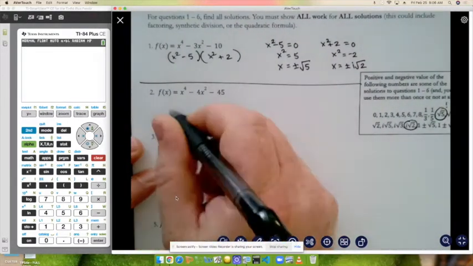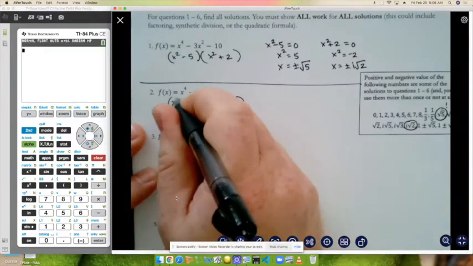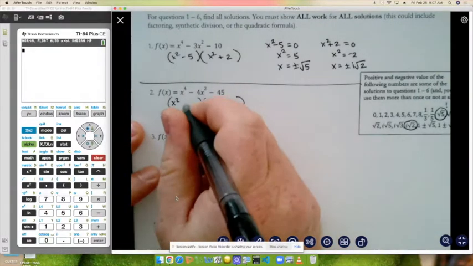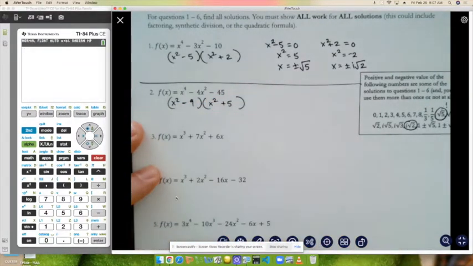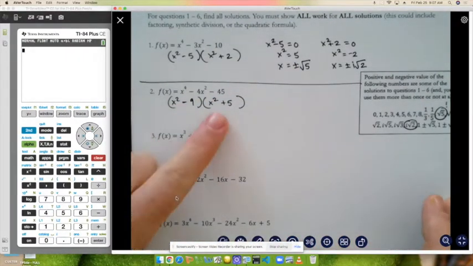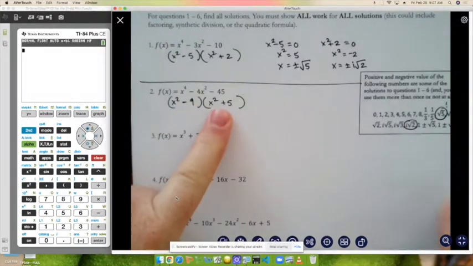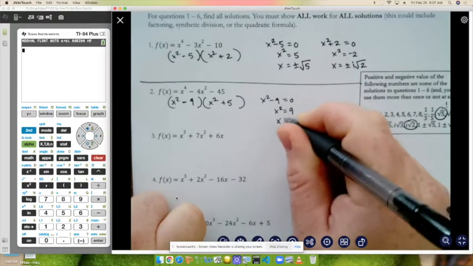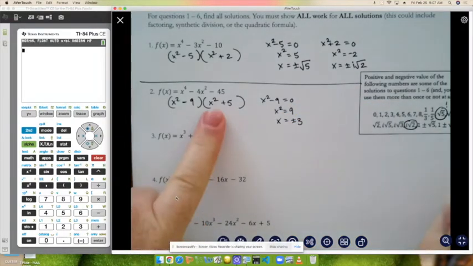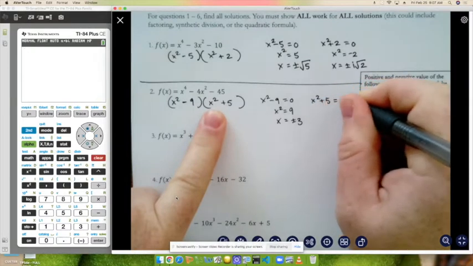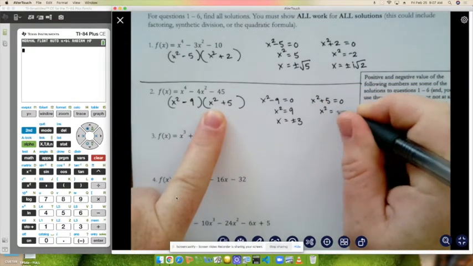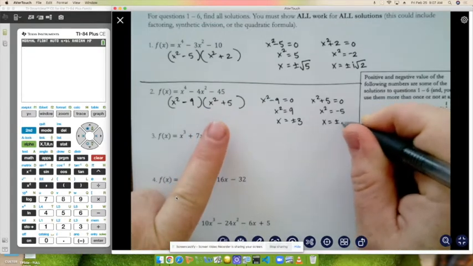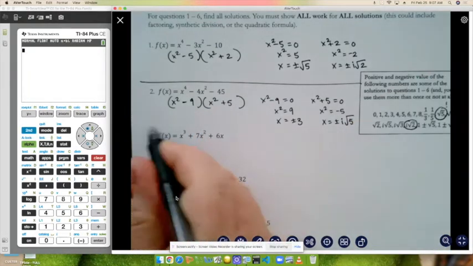All right, the second problem works similarly. You can factor that into two quadratics. Think of numbers that multiply to get negative 45, but add to get negative 4. Solve each one of those factors and generate two solutions. When is x squared minus 9 going to equal 0? When x is positive or negative 3. Let's solve x squared plus 5 equals 0. Take away 5, take the square root. Again, you take the square root of a negative number, so we're talking about positive and negative i times the square root of 5.